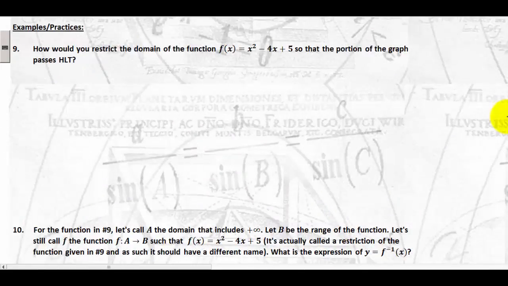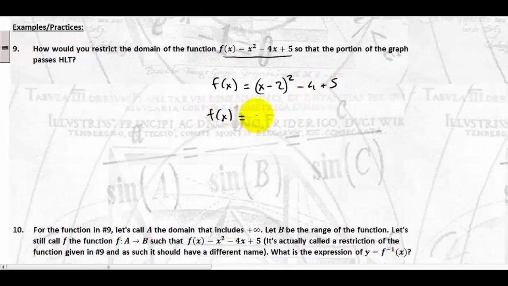Okay, in this example, we are dealing with a quadratic function. I need to quickly check out its graph. So let me check out its graph. That's easy. I'm going to complete my square. x minus 2 squared minus 4 plus 5. So it is f of x equals x minus 2 squared plus 1.